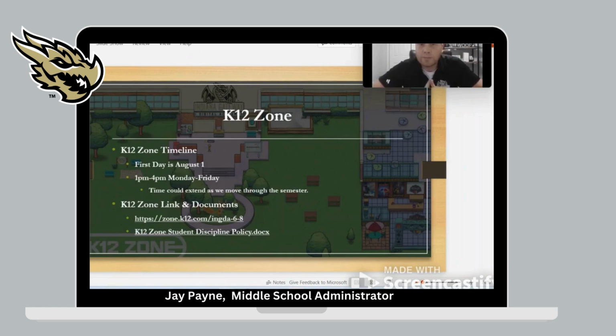It has actually already opened up. It was opened up on the first day of school. The timeline for when this is open is generally every day, 1 to 4. Now, keep in mind, if you do have a class scheduled during this time, you cannot be in the zone when you have a class scheduled. However, if there's a specific day during this time frame that you don't have a class scheduled, you are more than welcome to jump in there, start meeting some of your peers, and start building those connections, okay?